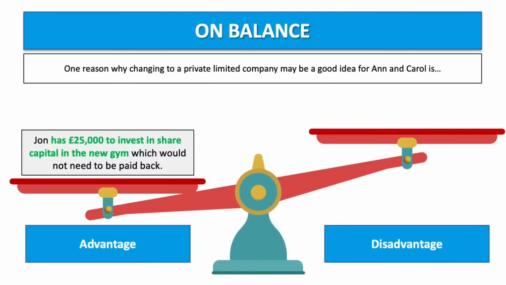So the money wouldn't need to be paid back. That would be generic. By saying John has £25,000 to invest in share capital in the new gym, which would not need to be paid back, we are relating the point to the context. We're linking the point to the context. So that's a great opening sentence.